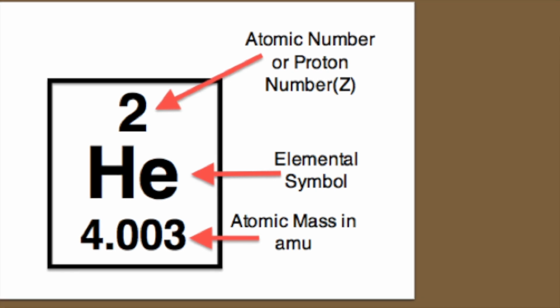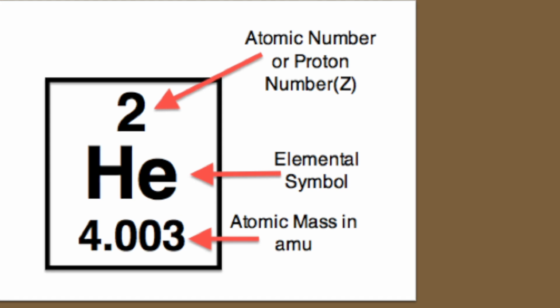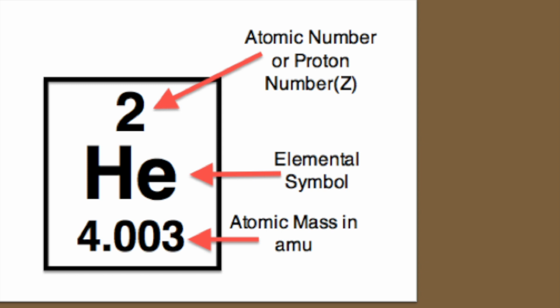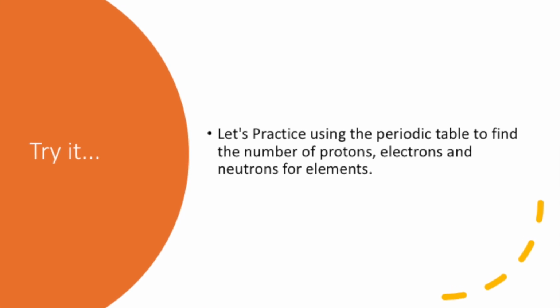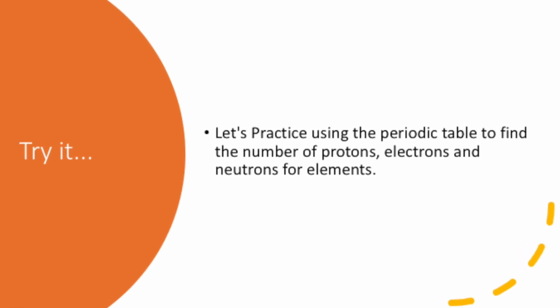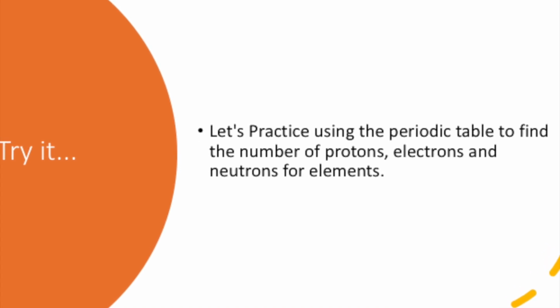The atomic mass in neutral elements, which we will get to later, is equal to the sum of the number of protons plus the number of neutrons for that element's atoms. Electrons are not a part of the atomic mass. Now let's practice applying some of the concepts we just learned to use the periodic table to find the number of protons, neutrons, and electrons in different elements.